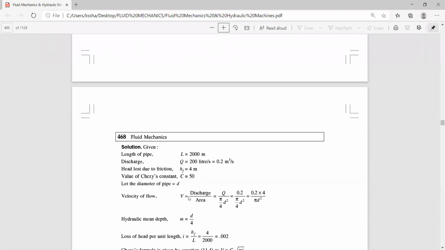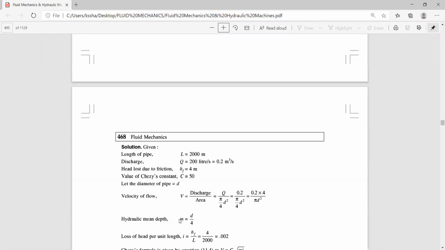Now for the velocity of flow, we use the formula discharge is equal to area into velocity. So velocity is equal to discharge by area. Discharge is denoted by capital Q, and area is pi d square by 4. So Q is 0.2 divided by pi d square by 4. This 4 goes to the numerator, so velocity will be equal to 0.2 into 4 divided by pi d square. Hydraulic mean depth m is equal to d by 4.